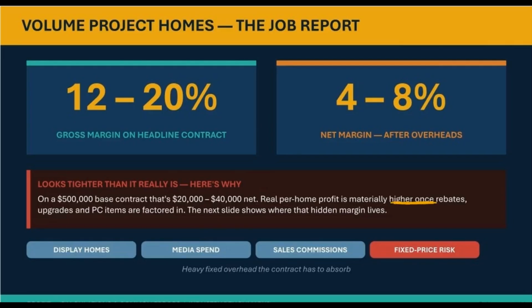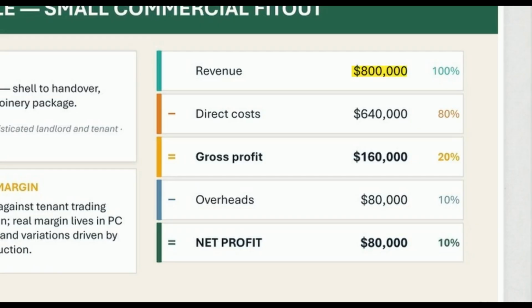It is generated through supplier rebates paid directly to corporate, client upgrades sold at steep premiums, and prime cost items bought at trade price but charged to the client at retail. This table breaks down the math on an $800,000 commercial fit-out. The direct costs consume $640,000, leaving a $160,000 gross profit. Subtract the $80,000 for overheads, and the final net profit rests exactly at $80,000, or 10%.